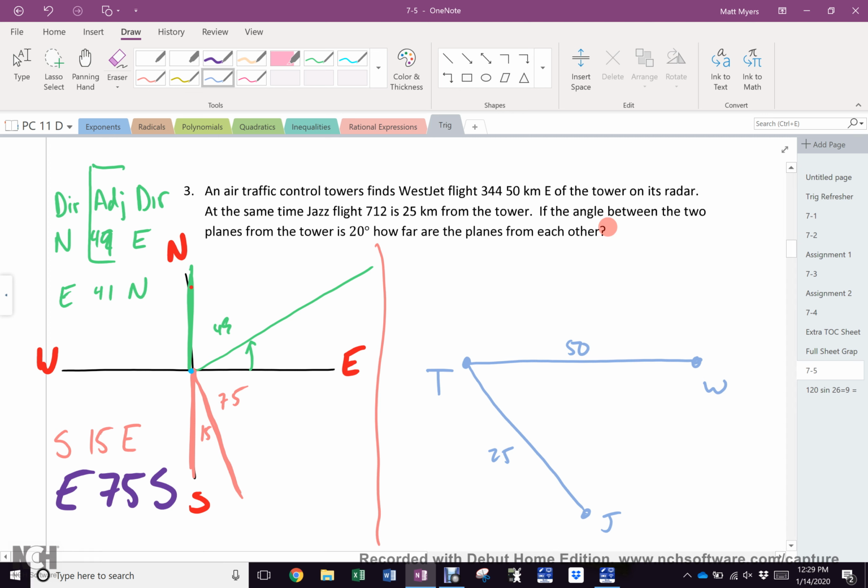So the angle between the two is 20 degrees. How far apart are they? And why would this be important? If the planes were really flying, there's a certain distance that they have to maintain apart from them and all the other planes. So this is the type of thing that these guys and ladies can do still in their heads a little bit.